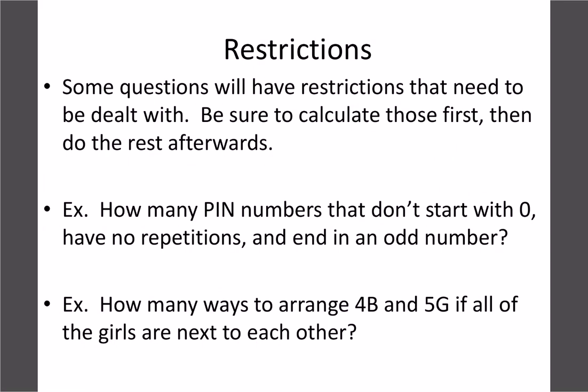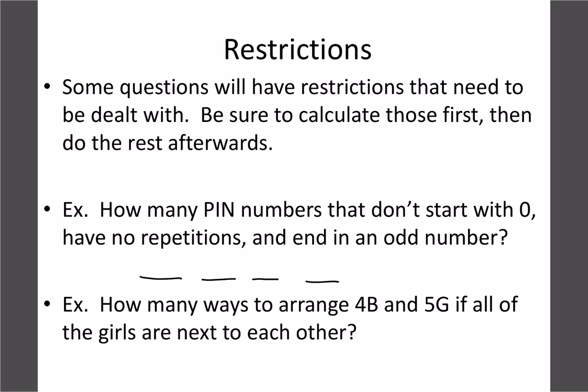When you get questions that have restrictions, what you want to do is basically deal with those restrictions first. And typically using the fundamental counting is usually the best choice. So when you do these repetition type questions, factorial works good. And after that, make sure you kind of deal with it as fundamental. So this first one is, how many pin numbers don't start with a 0, have no repetitions, and end in an odd number?